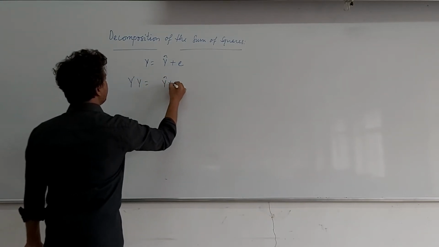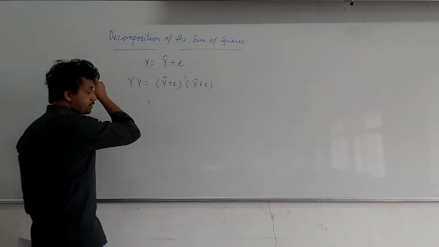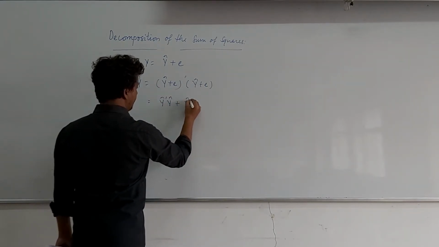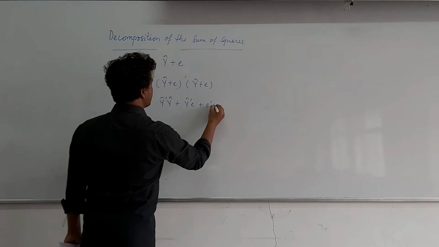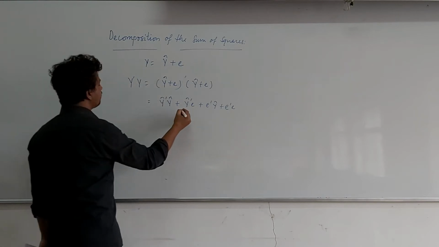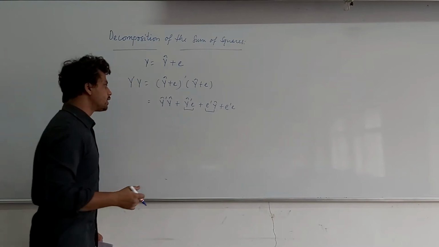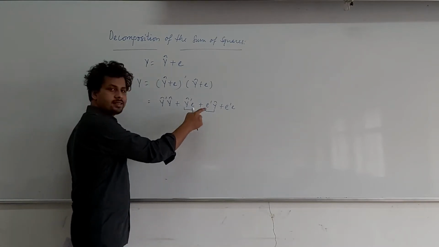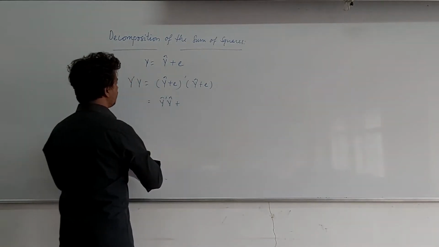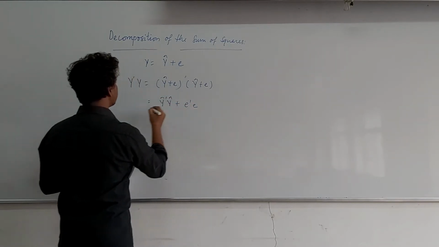So here I have (y hat plus e) transpose times (y hat plus e). If you break this bracket term, it becomes y hat transpose y hat plus y hat transpose e plus e transpose y hat plus e transpose e. Now we just derived an important result that these two cross terms will be zero, because there is zero sample correlation between the fitted values of y and the residual term. So I can easily forget these two terms. Ultimately, y transpose y is equal to y hat transpose y hat plus e transpose e.